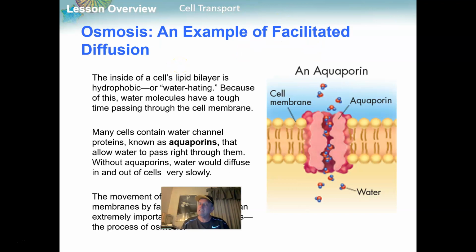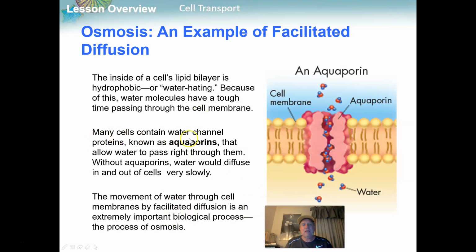Osmosis is an example of facilitated diffusion. I'm sure that's a term you heard. The inside of a cell lipid bilayer is hydrophobic, or water hating. We talked about that earlier. Because of this, water molecules have a tough time passing through the cell membrane.